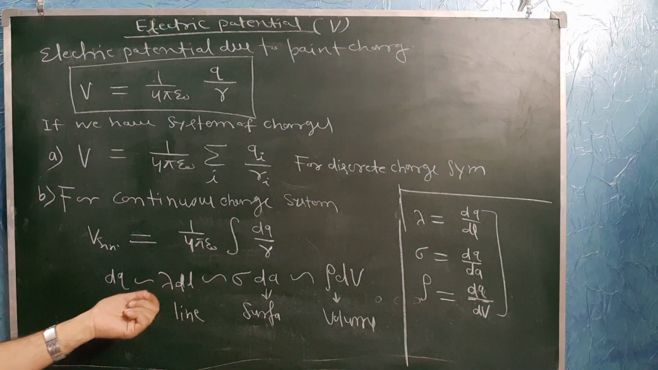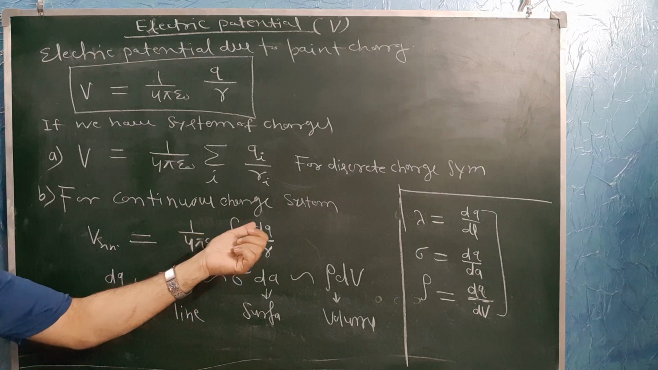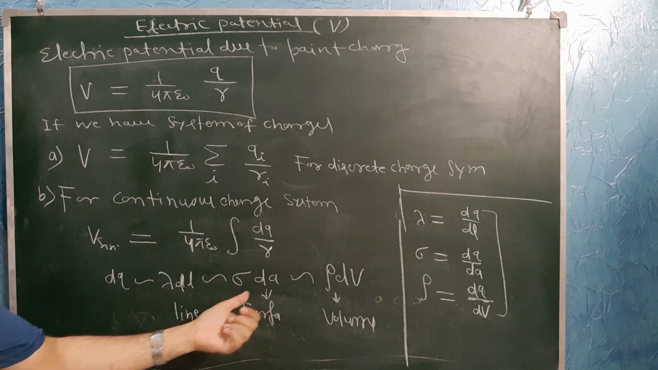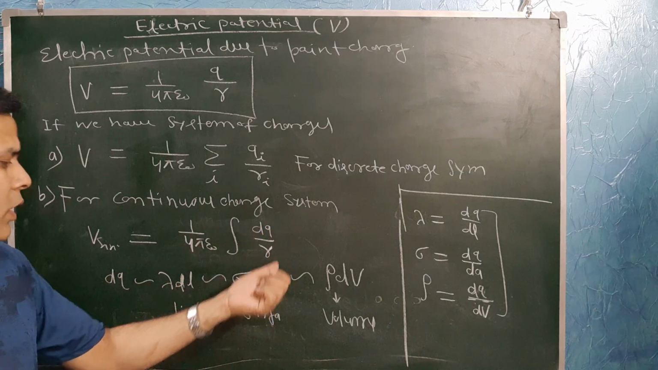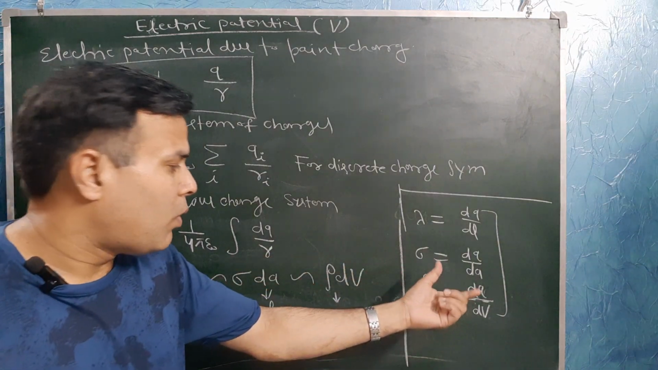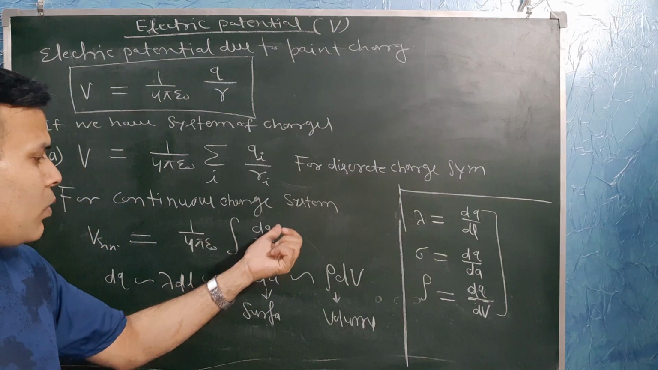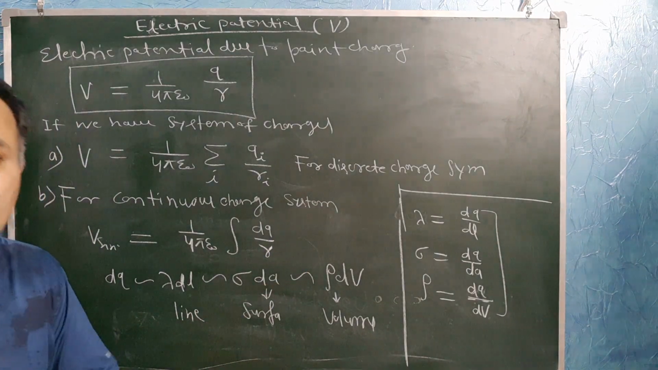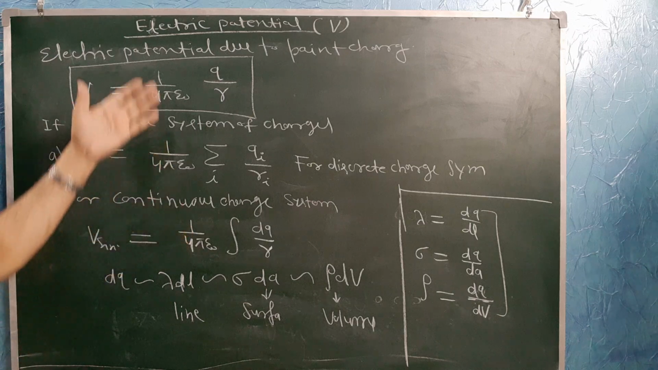So if the charge is distributed along the line, then we have potential profile 1 by 4 pi epsilon 0 lambda dl by r. If the charge is distributed along the surface, then we have potential profile V equal to 1 upon 4 pi epsilon 0 sigma dA by r. If the charge is distributed along the volume, then we have potential profile 1 upon 4 pi epsilon 0 rho dV by r. So this is the way to express the profile of potential in different situations.